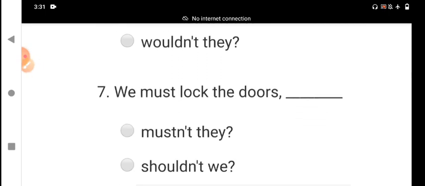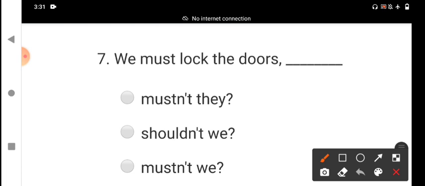And the seventh one, they have given three options. Here we must lock the door. Must. We have already learned about must, ought to, used to, shall, should, will, could. I have given more videos on modal verbs and exercises also. Here must indicates obligation, order, advice. That is the function of must. We must lock the doors means it is our duty, our obligation, our commitment.